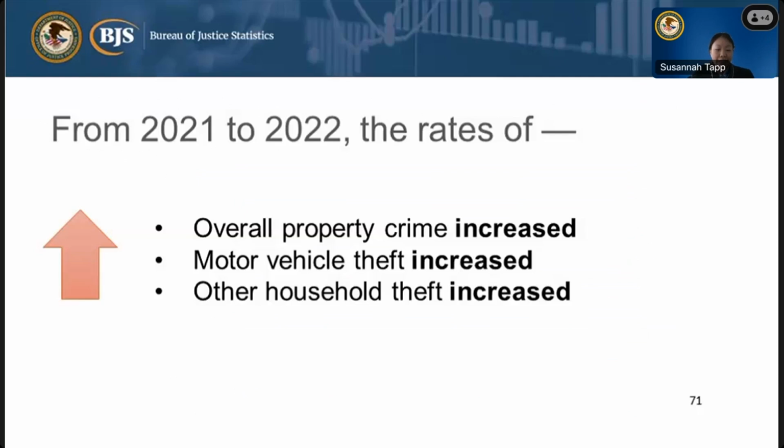So looking at the change from 2021 to 2022, overall property crime increased. It went from 90.3 in 2021 to 101.9 per 1,000 households in 2022. And the rate of motor vehicle theft and other household theft also increased over that time.